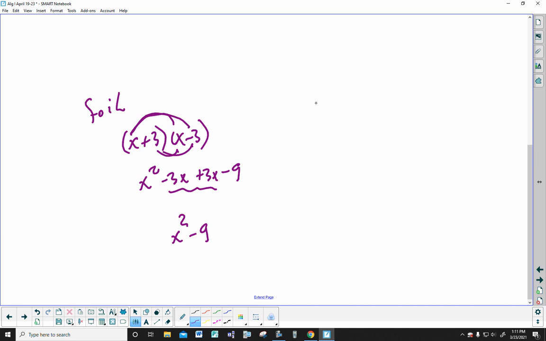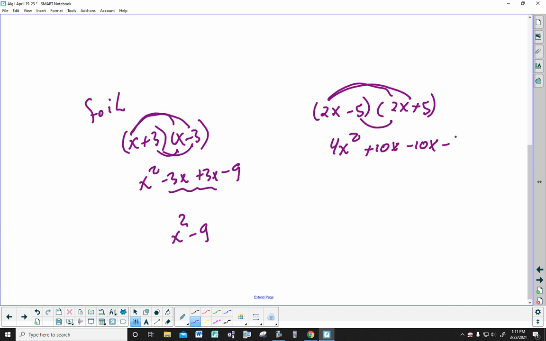All right, let's try 2x minus 5 and 2x plus 5. First, outside, inside, last. Once again, check out the middle. They cancel out, and you're left with 4x squared minus 25.